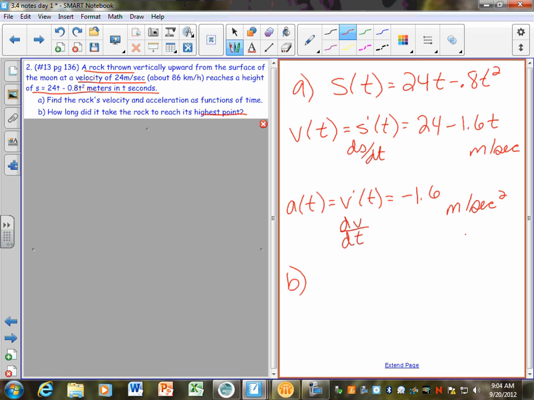Lots more. How long did it take the rock to reach its highest point? There's lots of ways we can do this. We did this in pre-calculus last year. It was a whole lot of algebra work. What kind of shape am I going to get if I throw something up in the air? A parabola. Do you agree with that?